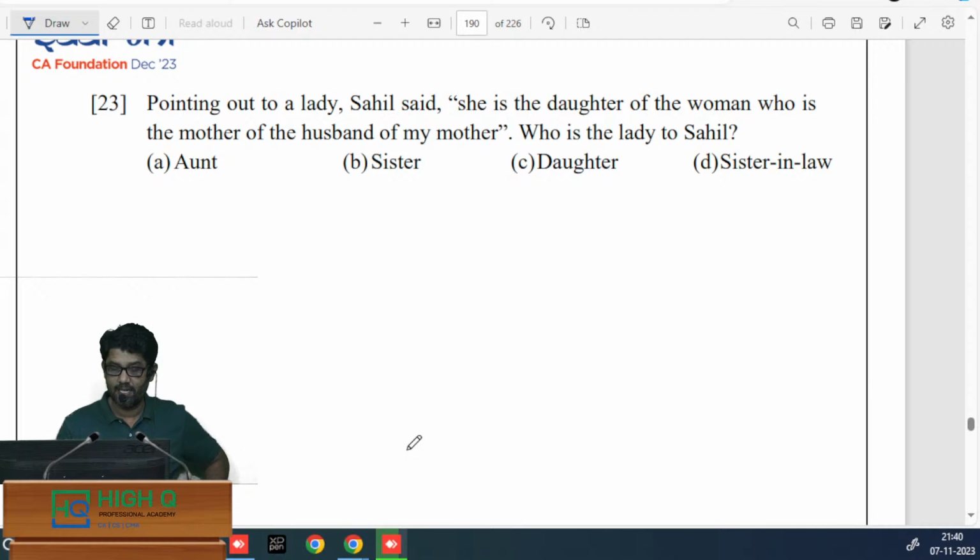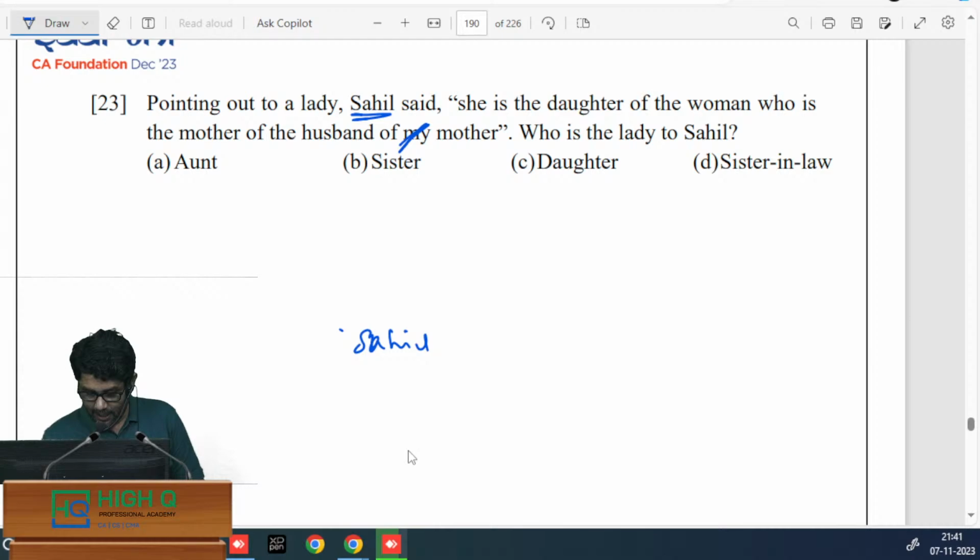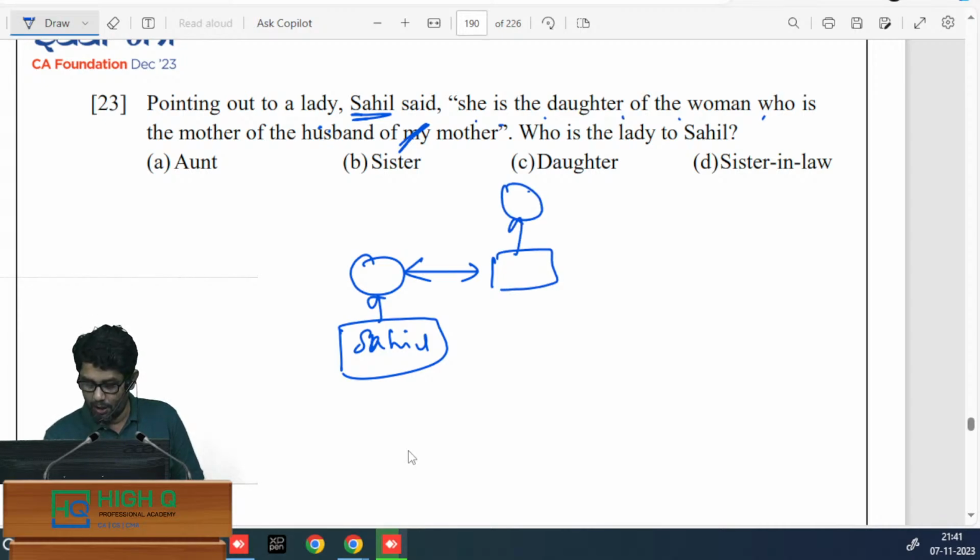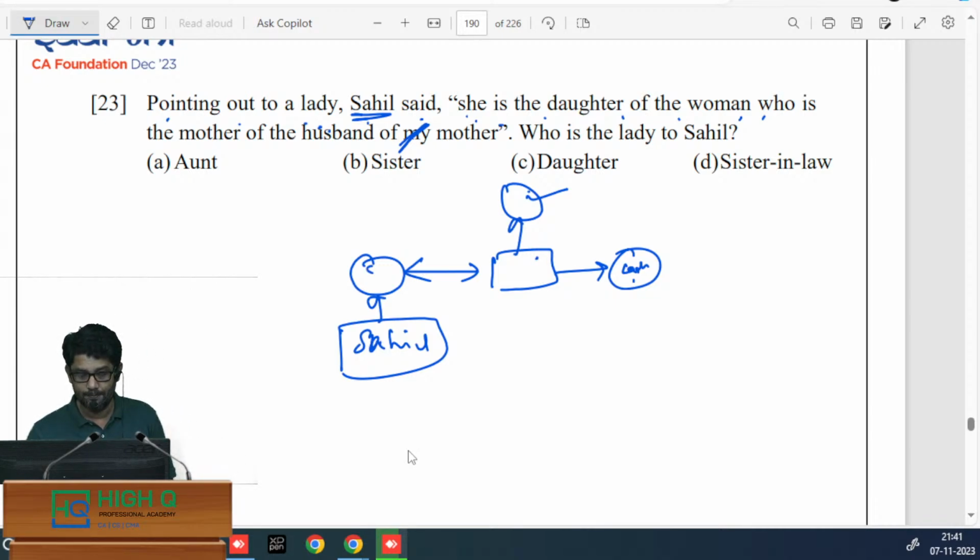Pointing to a lady, Sahil said, she is the daughter of the woman who is the mother of the husband of my mother. Sahil has got a mother, husband, mother. She is the daughter of the woman who is the mother of the husband. So she is the daughter. Fine. That's it. Now check this. This lady is the daughter of the woman who is the mother of the husband of my mother. Who is the lady to Sahil, my dear? Aunt.